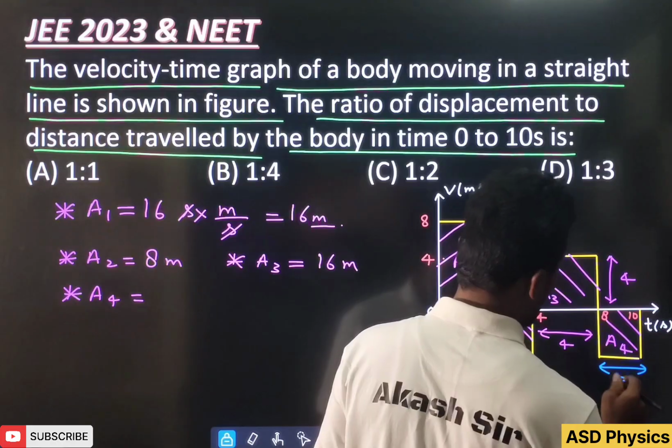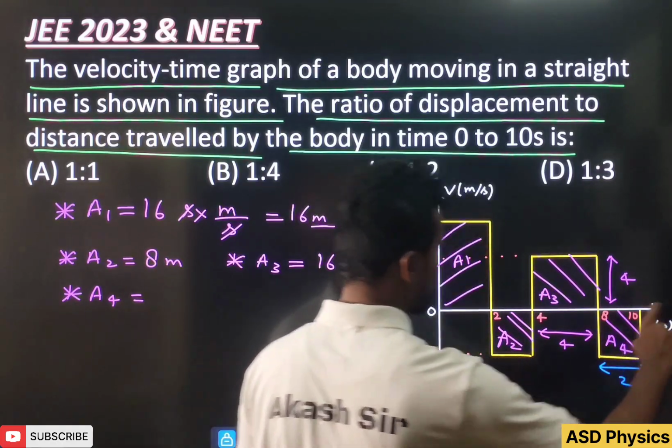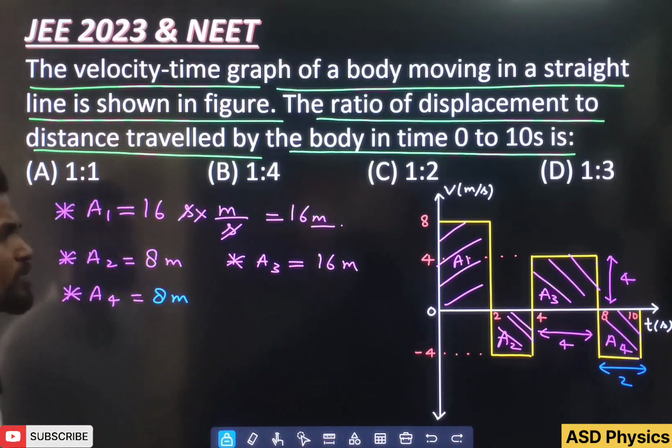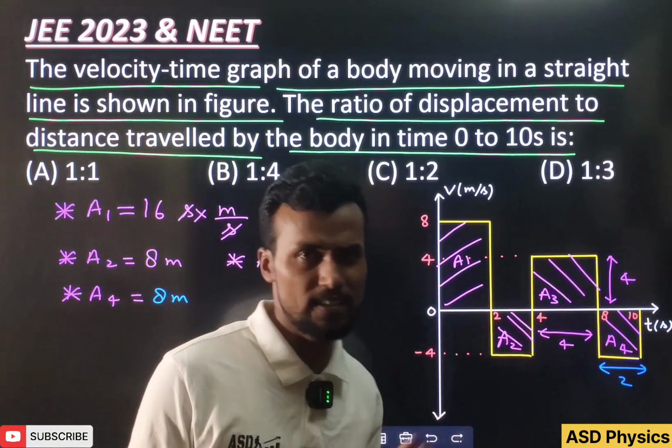That means this is 2. And here anyhow 4, so this is also 4. So 4 into 2, how much here? This is also coming 8 meter. So we have calculated all the areas A1, A2, A3, A4.